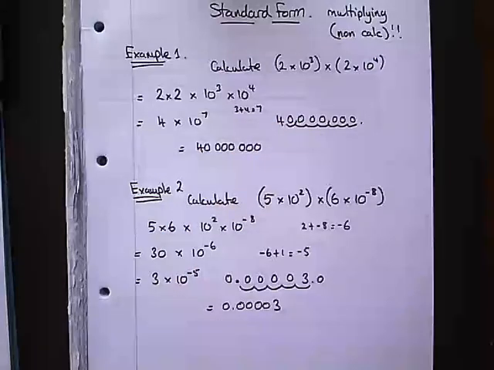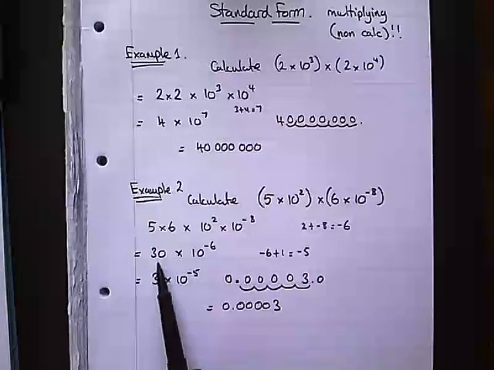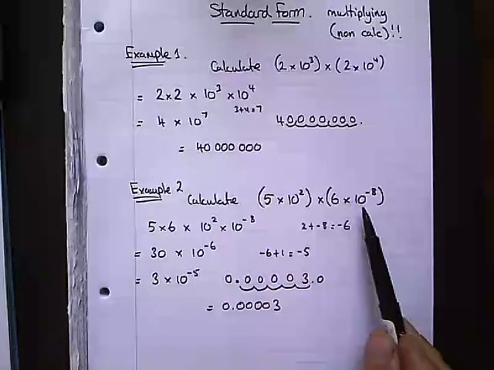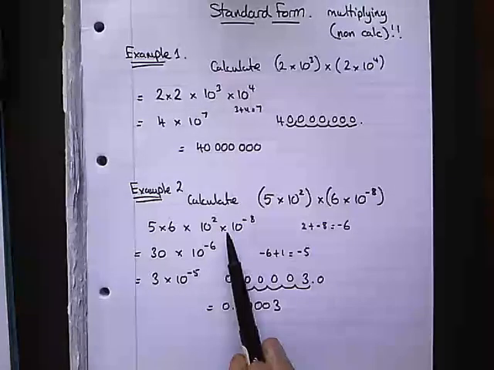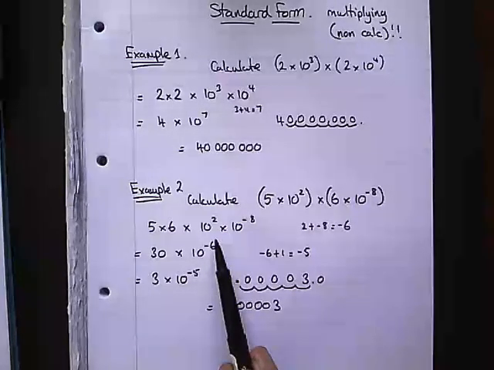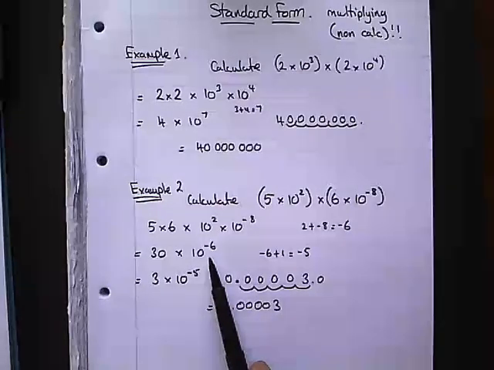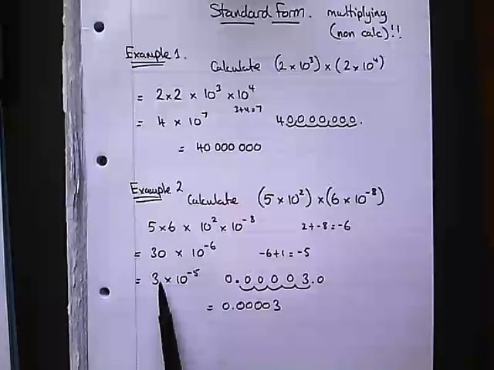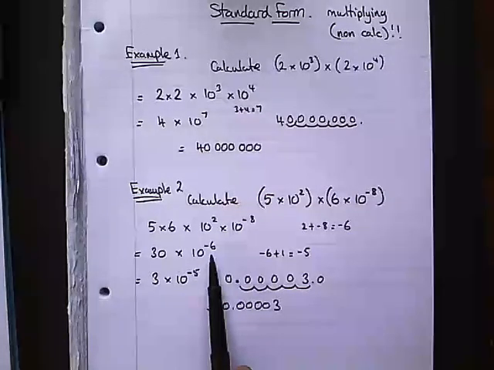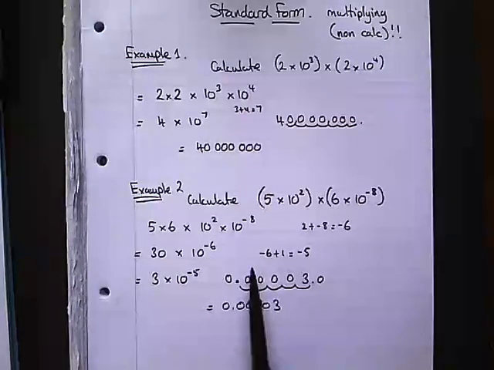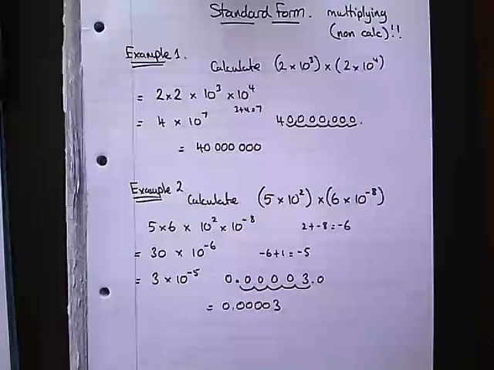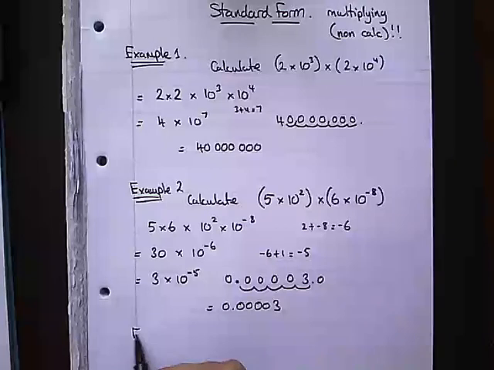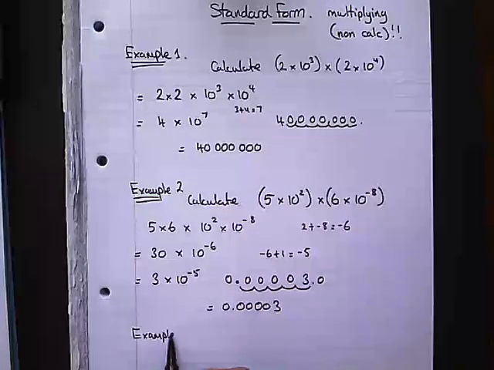So let's just recap what I did. 5 times 6 gets me 30. 10 squared times by 10 to the minus 8. Okay, so we put those together and we got 10 to the minus 6 because 2 minus 8 is minus 6. Then I had to convert it back into standard form. So that 30 became a 3, but then I had to change this power. Remember, I add the powers. So minus 6 plus 1, because it was a 10, became minus 5, and that's where I got minus 5. Right, last example, and then I'd like you to have a go at the questions.